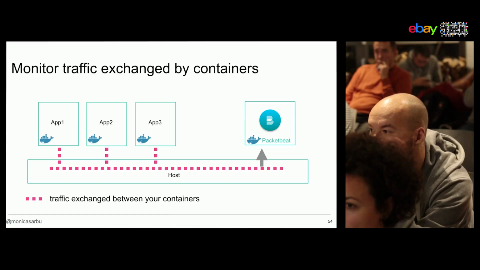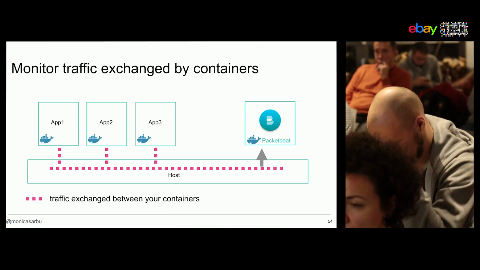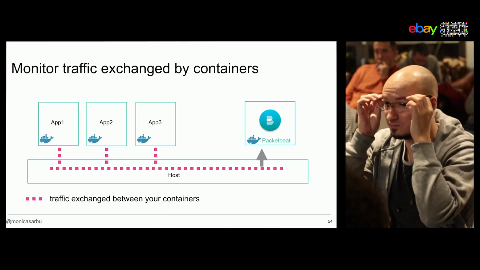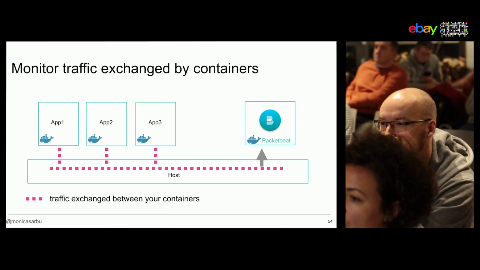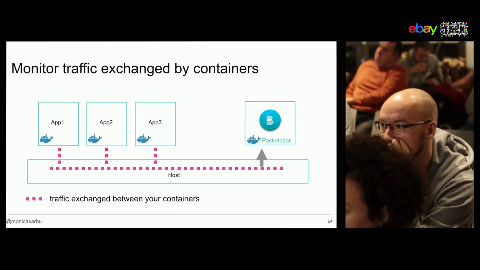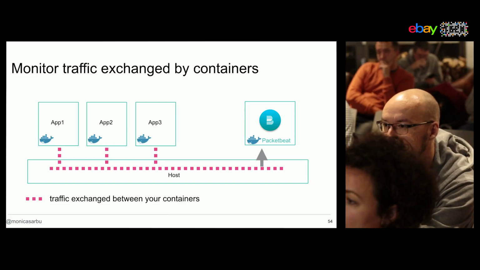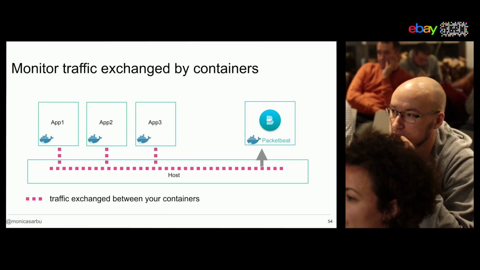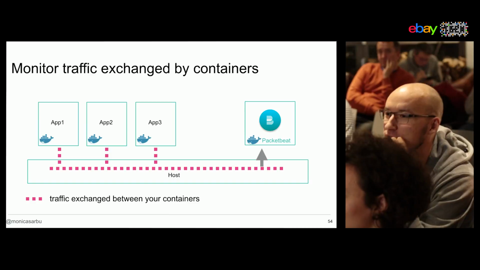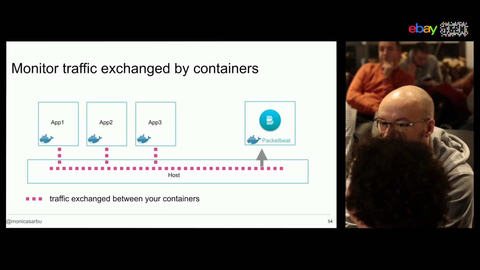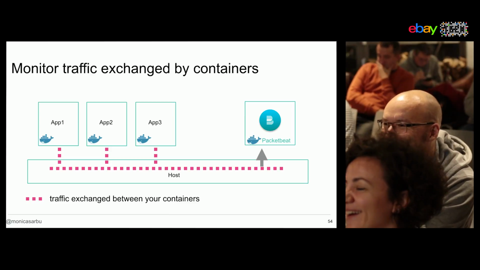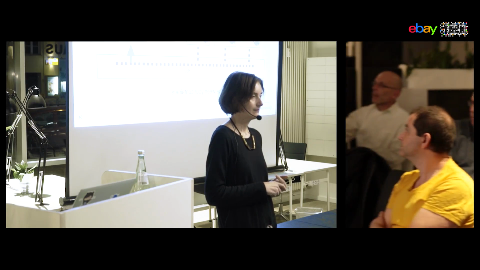So I have a picture for packet-bit, I think, but it's the same for all the bits, right? So you run it in a separate container, and it monitors all the other containers that are running on that host. So basically, you install a bit on each host.